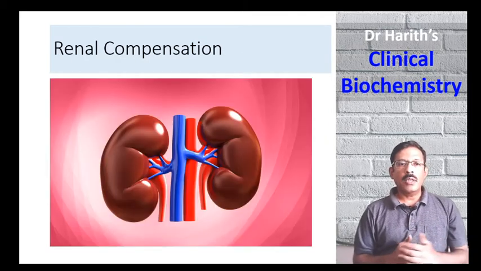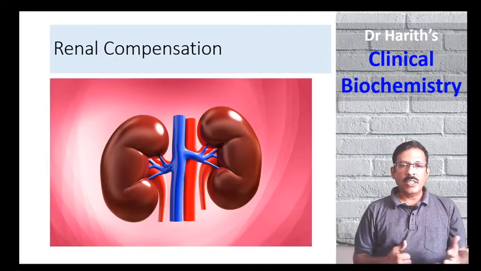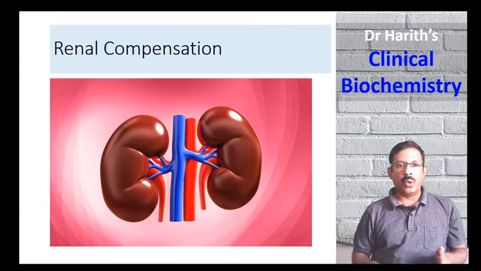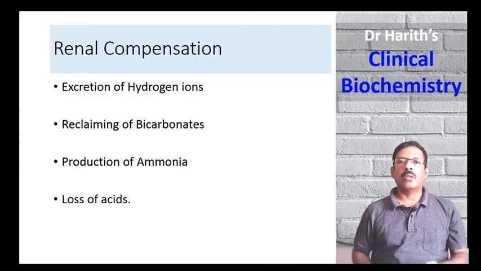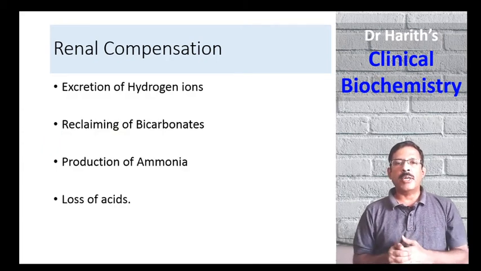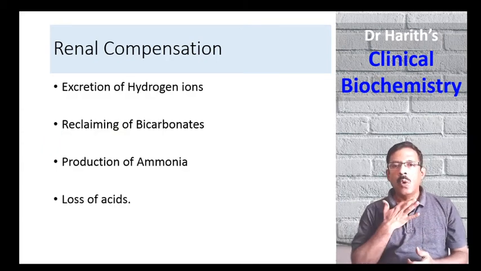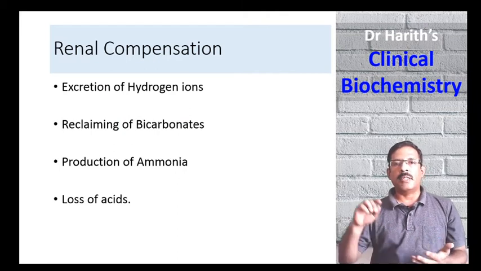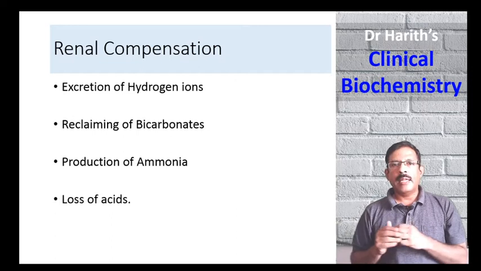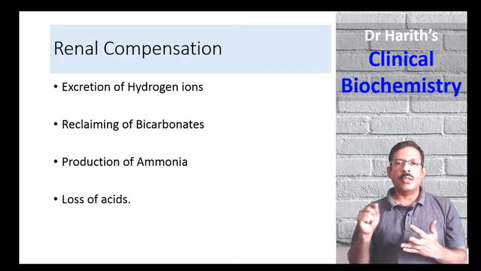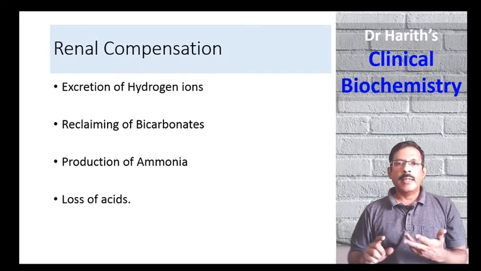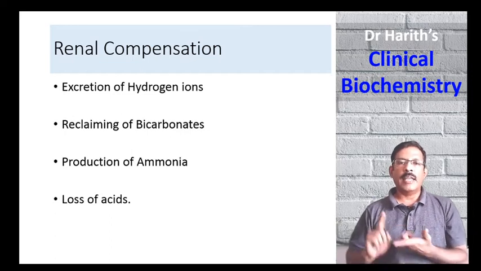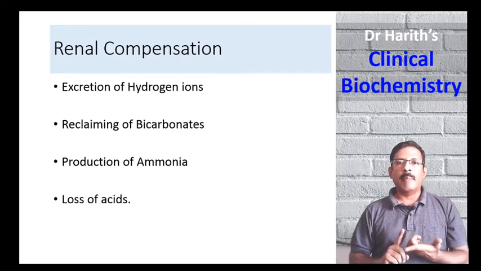Now let's come to the renal compensation. Kidney is also a very important organ in the body and has a very integral role in regulating the blood pH. So what are the various mechanisms by which the kidney regulates the blood pH? Well, there is a sodium hydrogen antiport mechanism present in the distal convoluted tubules. There is reclaiming of bicarbonates which occurs in the proximal convoluted tubules. There is production of ammonia by the renal tubules, and there is excretion of volatile acids by the kidney.